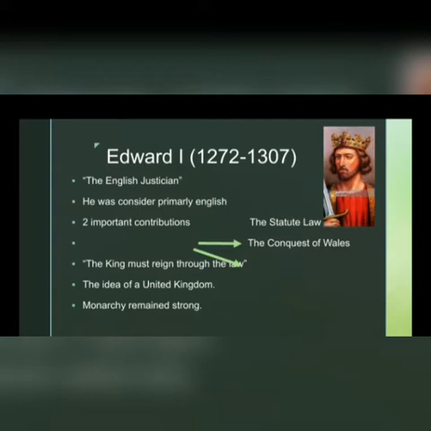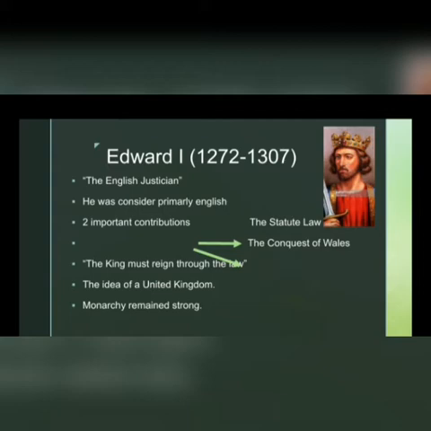So, as I told before, Edward I gave two important things to England, and they were the statute law and the conquest of Wales. He was called a justician because he strongly believed in justice and in the law, and he thought that the kings must reign under the law or through the law.